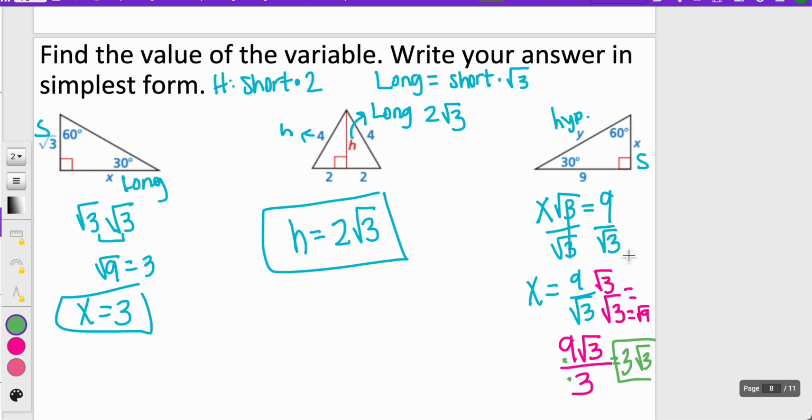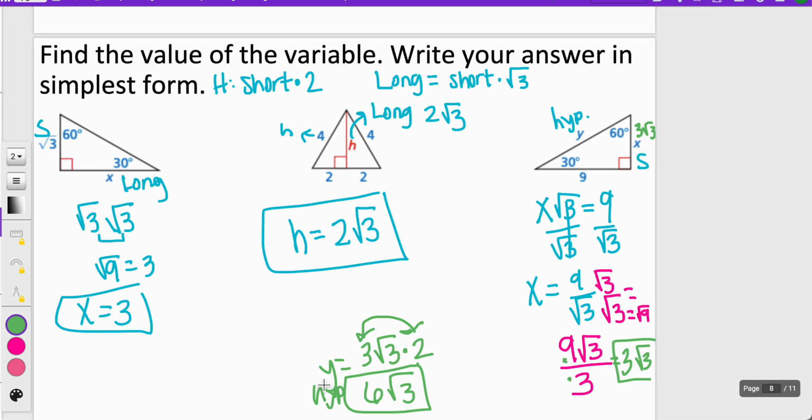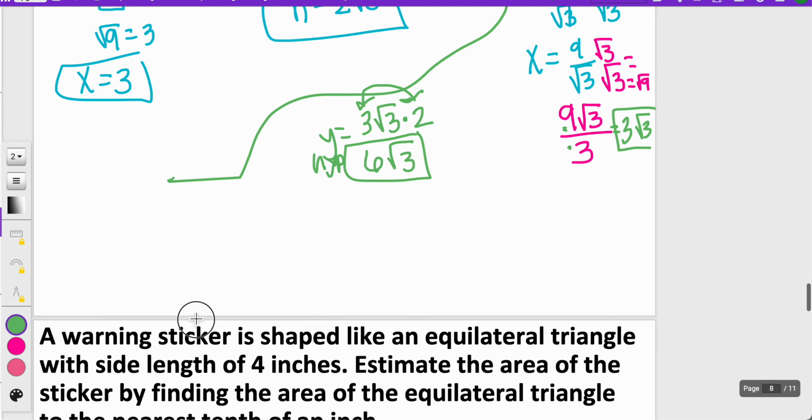So, if x is 3 square root 3, my hypotenuse can be found by taking that short side times 2. So, short side is 3 square root 3 times 2, and all I can do here is multiply my numbers that are normal. 2 times 3 is 6, so I get 6 square root 3 for my hypotenuse, or my y. Okay, that one was kind of long, kind of extended out over here.